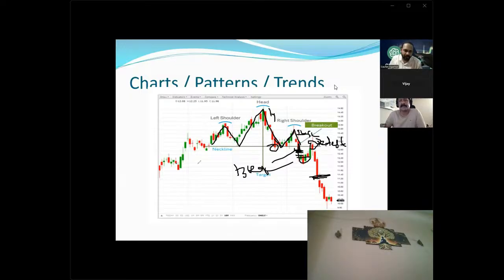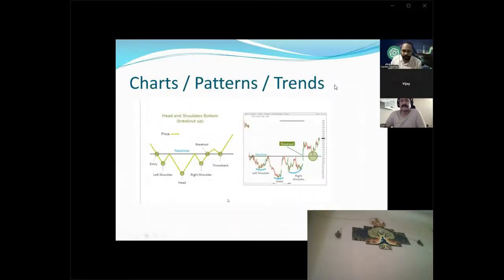Similarly, we have inverse head and shoulders, like this. This is for buying. This is the breakout part, and once it gives a breakout, you have to buy here. The stop loss will be the low of this candle, and your target will be equal to this. This is the left shoulder, this is the right shoulder, and this is the head. This also will take some time, maybe 2.5 to 3 months to form.